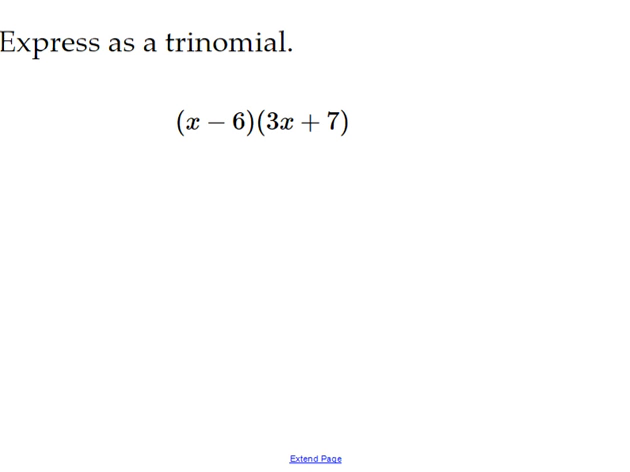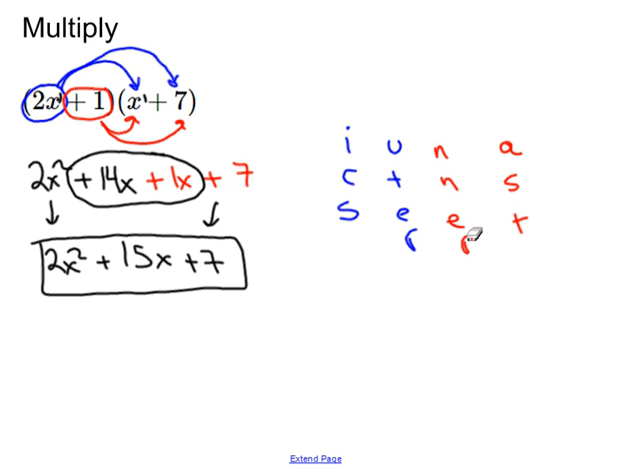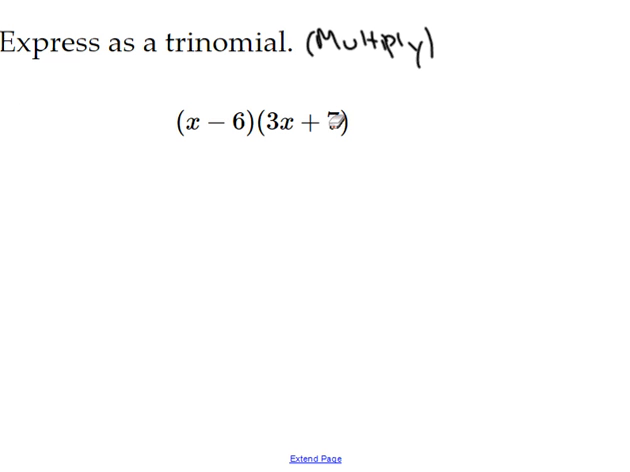Okay, so here's an example I want you to try. It says express as a trinomial, but in order for you to do that, you have to multiply. All right, a trinomial is when it's in this form. That's a trinomial. So in order for you to express these binomials as a trinomial, you have to multiply. So go ahead and try it. Use the distributive property that I just went over, or use FOIL, essentially it's the same thing, to multiply and see if you get the correct solution.